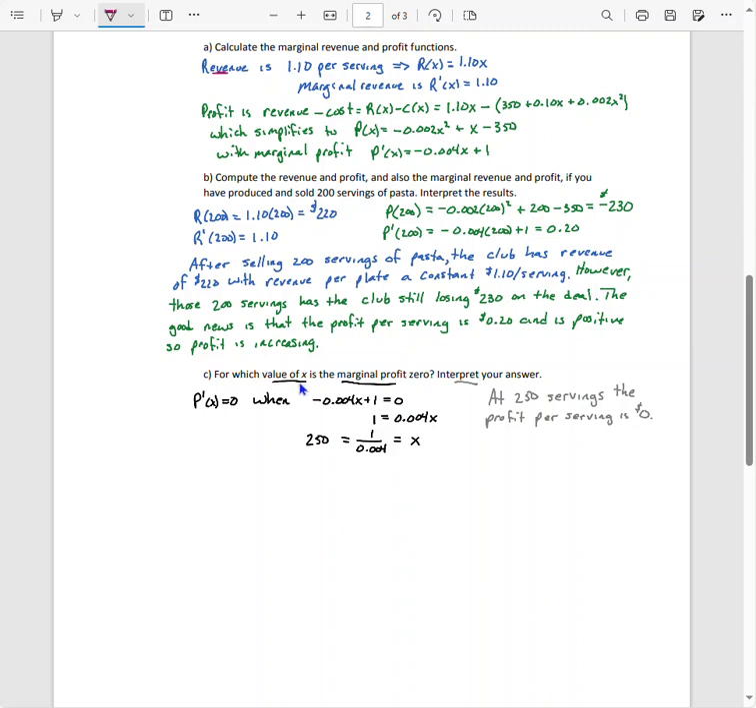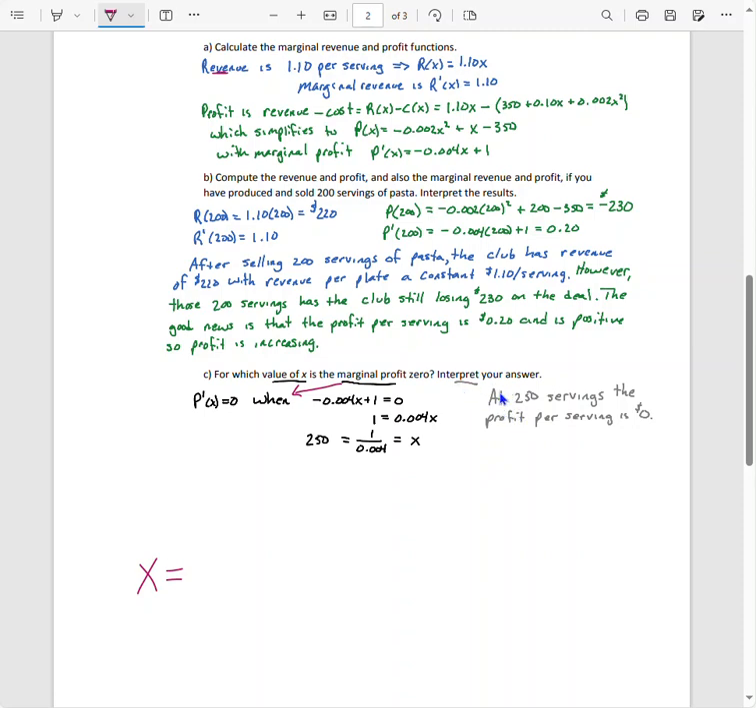For which value of x, all right, so I know that in the end, my answer is x equals. For which value of x is marginal profit 0? Interpret your answer. I want an answer that is x equals. For what value of x? Where am I going to get it from? My equation is marginal profit, p prime of x, equal to 0. Well, that's when my p prime of x, negative 0.004x plus 1 equals 0. I subtracted the 1, I divided by 0.004, and I get x equals 250.